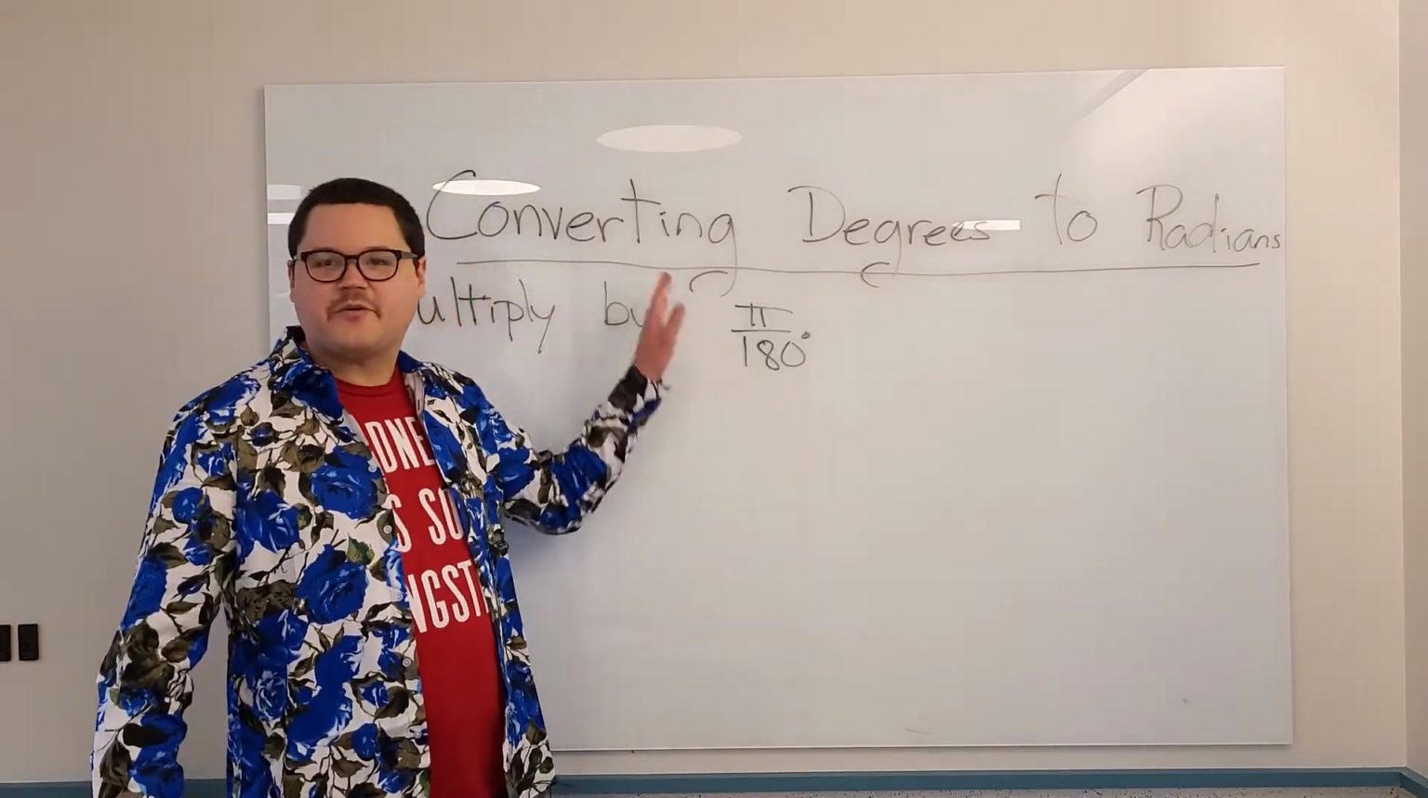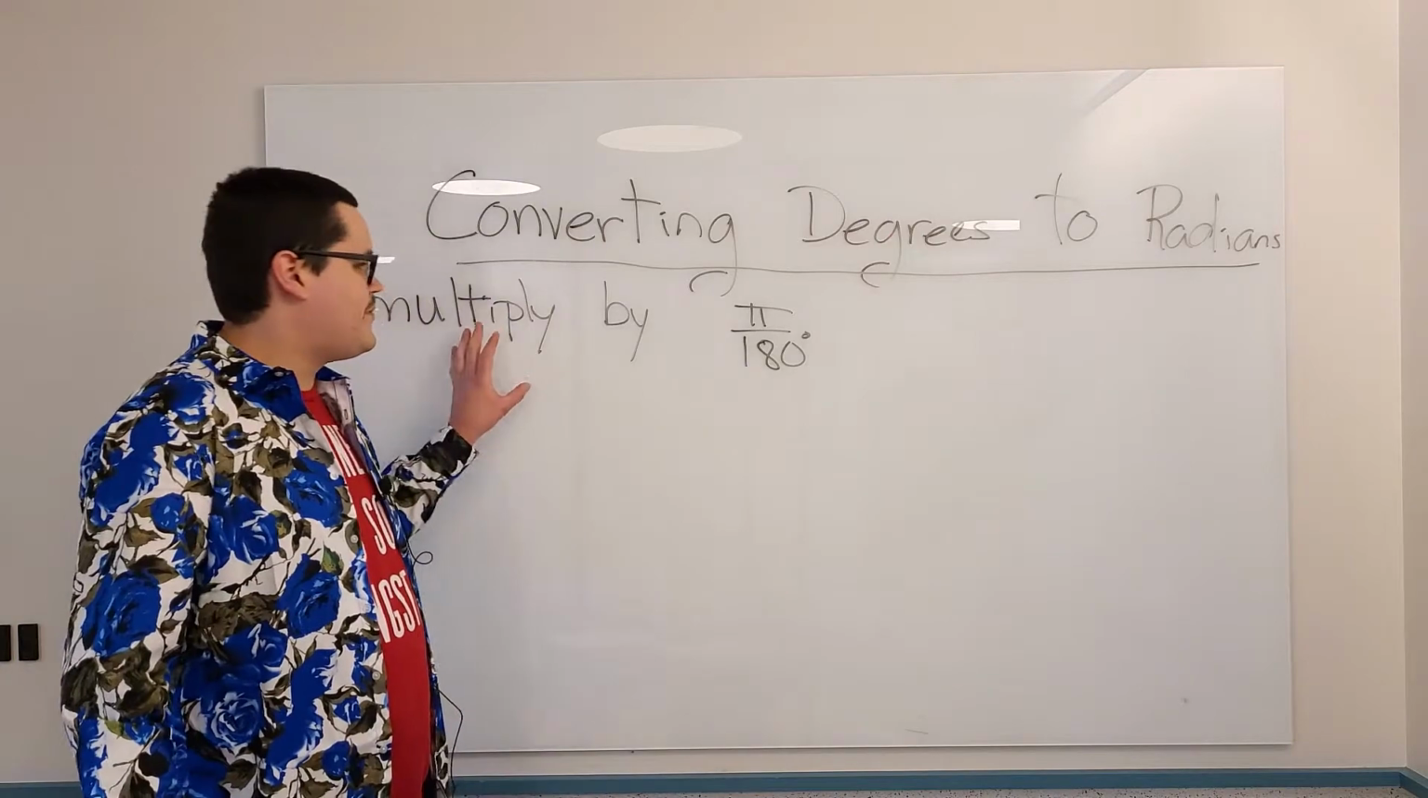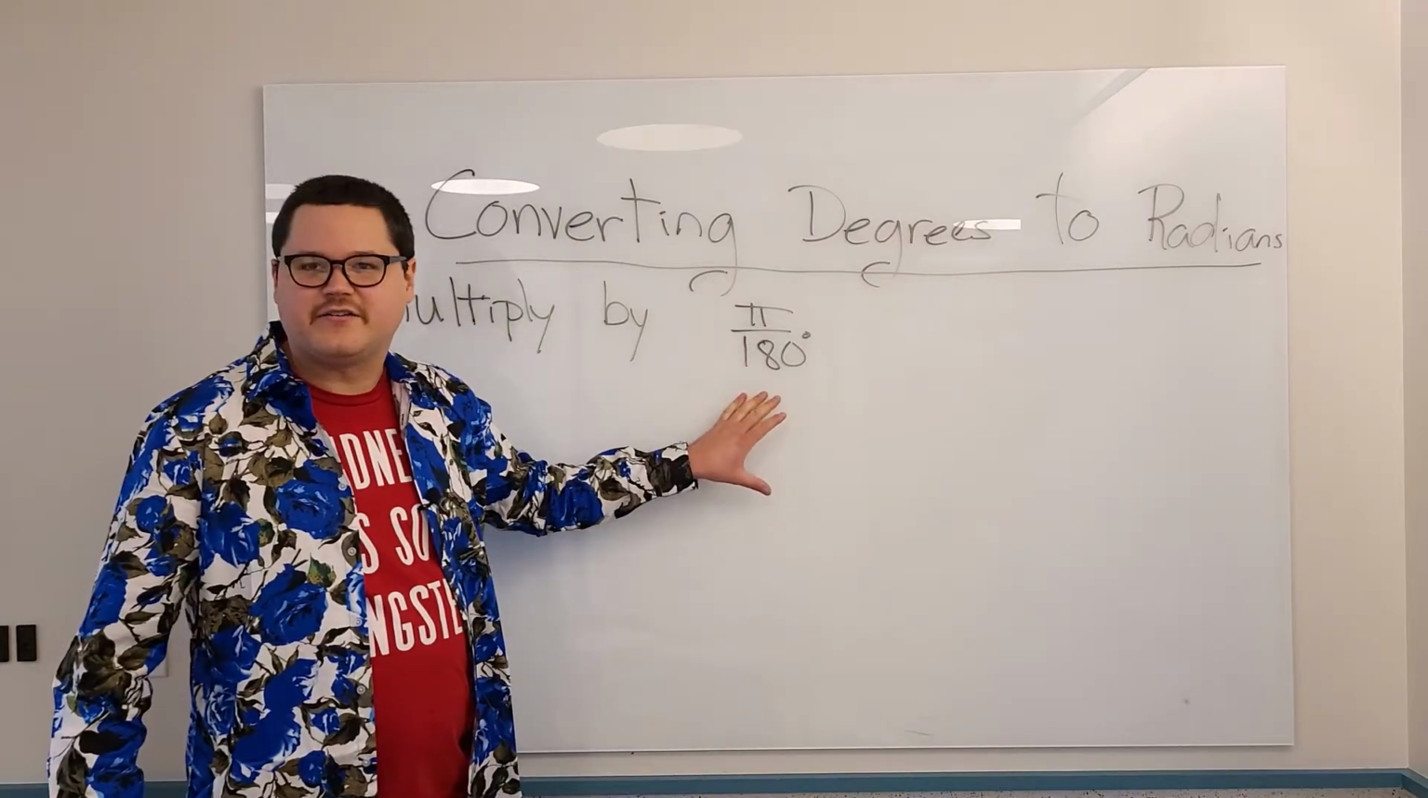In summation, how do we convert from degrees to radians? We multiply by pi over 180 degrees.